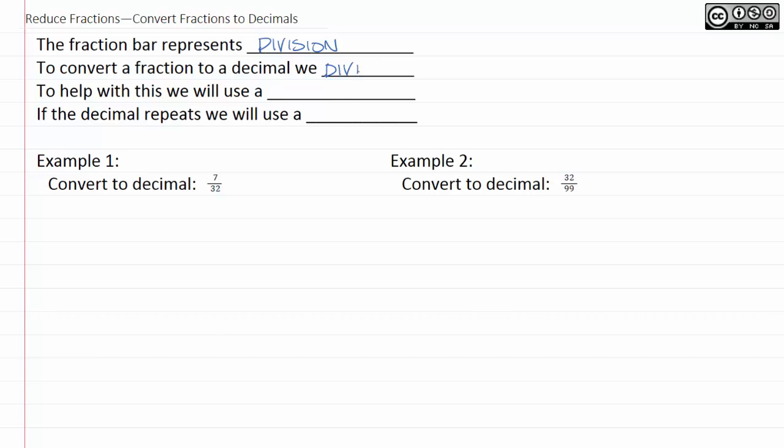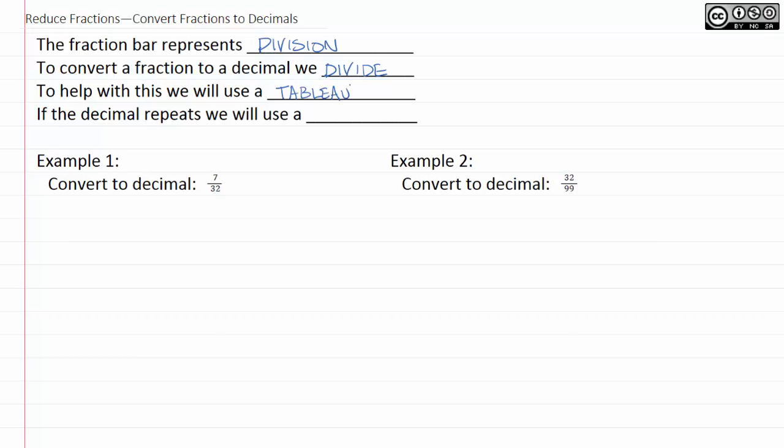So you want to remember that anytime you convert a fraction to a decimal, we're just going to divide the numerator by the denominator, so top divided by bottom. So just remember top divided by bottom. To help with this, since we won't be using a calculator, instead we're going to use long division. And long division relies on a device called a tableau.